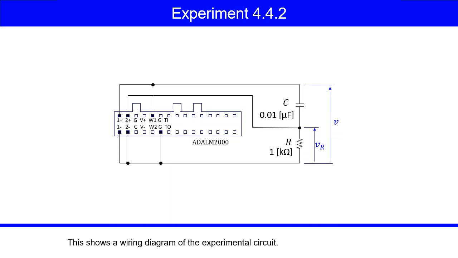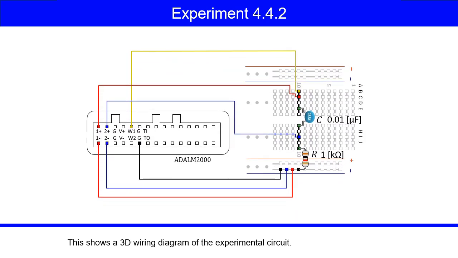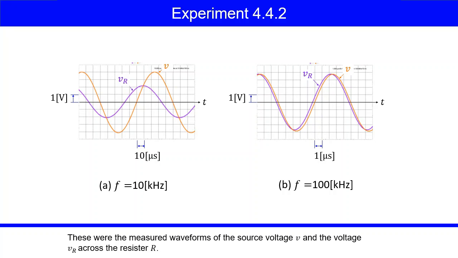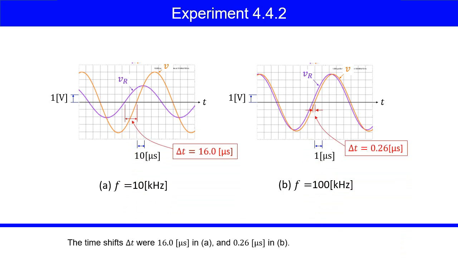This shows a wiring diagram of the experimental circuit. This shows a 3D wiring diagram of the experimental circuit. These photos show the RC circuit on the breadboard, and the wirings between the RC circuit and the ADALM2000. These were the measured waveforms of the source voltage V and the voltage VR across the resistor R. The time shifts delta t were 16.0 microseconds in A, and 0.26 microseconds in B.